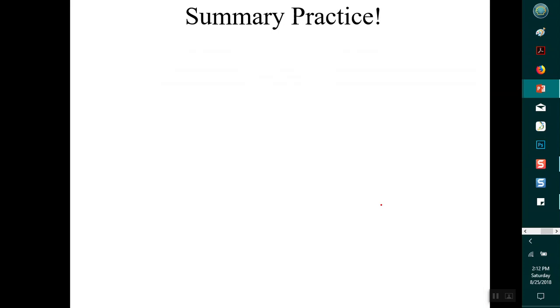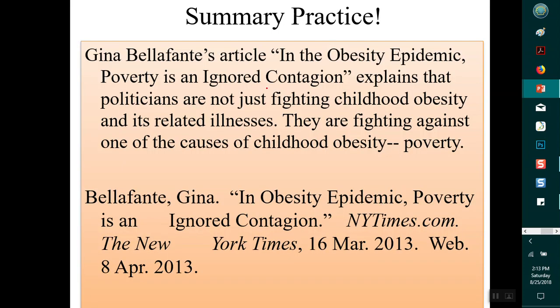So her main idea in her article here, as I've rewritten it: Gina Belafonte's article, In the Obesity Epidemic, Poverty is an Ignored Contingent, explains that politicians are not just fighting childhood obesity and related illnesses. They are fighting against one of the causes of childhood obesity, poverty. This summarizes, again, two sentences. You can see that I have the author's name. You can see that I have the title. And then I have my short summary, giving you in one sentence what her entire article was about.